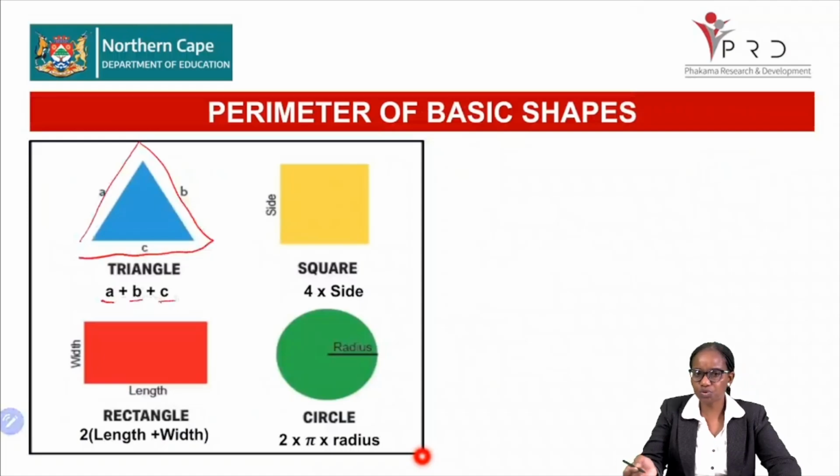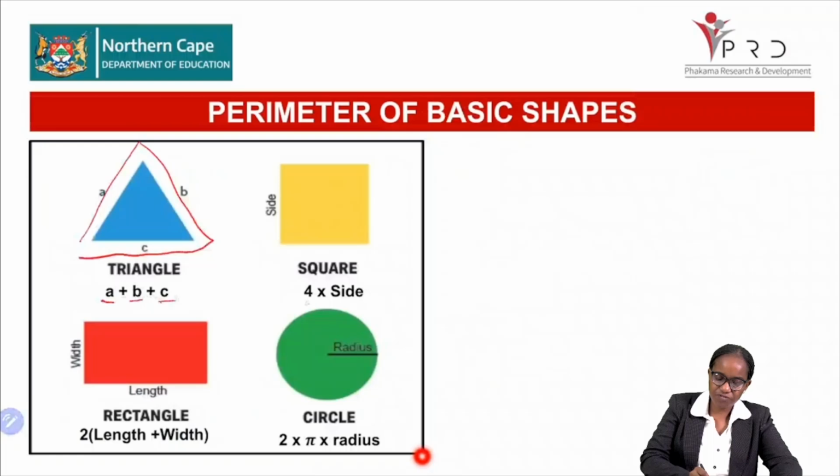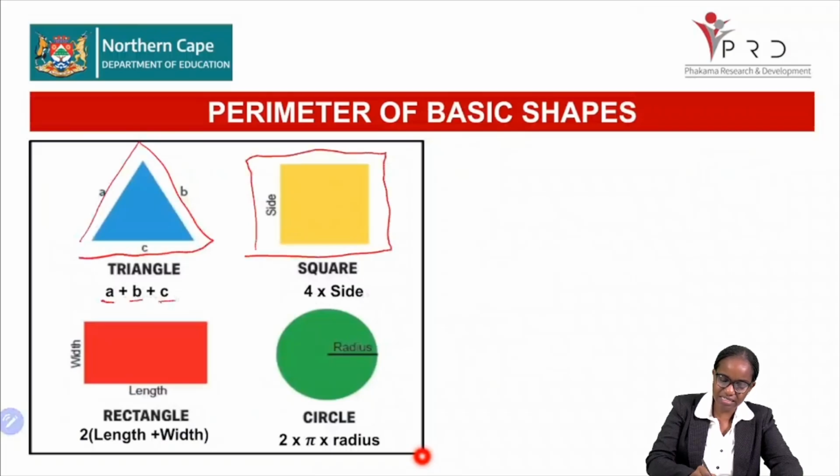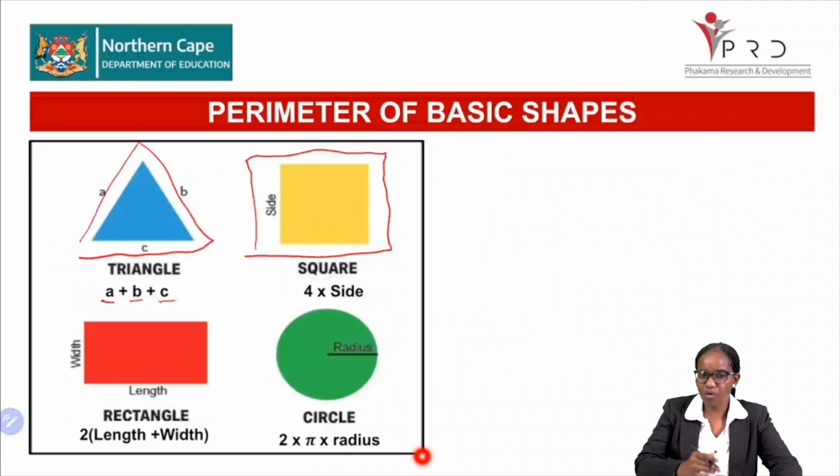We come to the square. Square is 4 times side. Why 4 times side? Because this side is equal to this side, which is equal to this side and equal to this side. So 4 equal sides will give us 4 times a side.